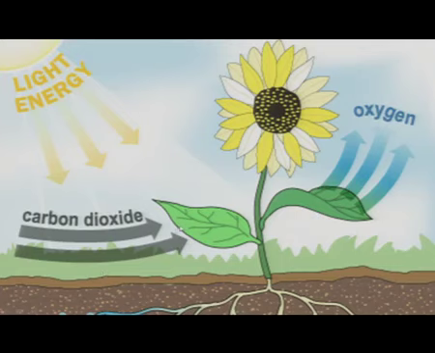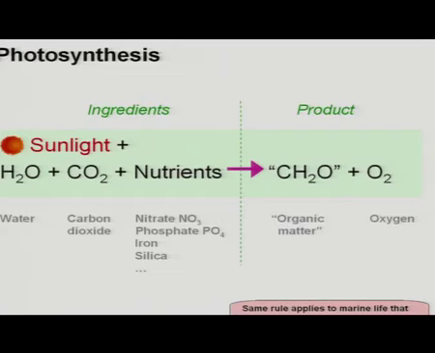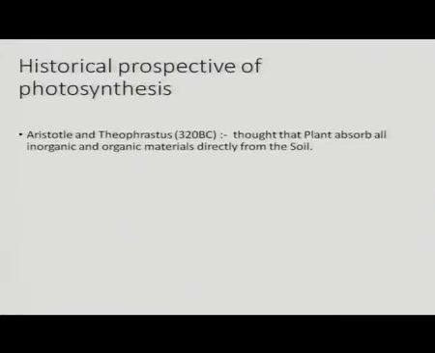And the carbon dioxide: during respiration organisms release carbon dioxide, which is received by the plant through the stomata, and it is converted into carbohydrate and oxygen. This is the process. Here are the ingredients and products. The ingredients, that means the raw materials of photosynthesis, are carbon dioxide, water, and a certain amount of nutrients that are converted into carbohydrate and oxygen. This oxygen is the byproduct, and it is utilized by human beings as well as other organisms.